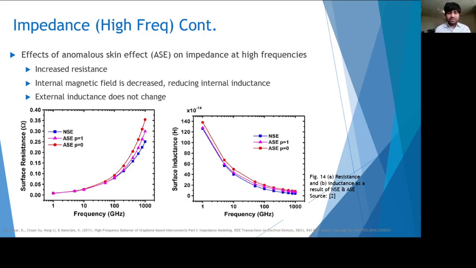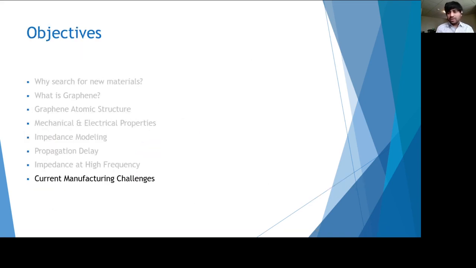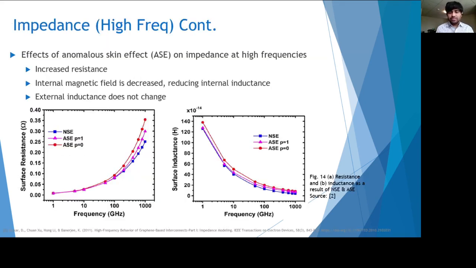This compares the two, and it shows you the uniqueness of graphene. But the thing to take away is that even with ASE, graphene is still a better conductor compared to copper. Despite what's being shown here, it's a better conductor than copper.